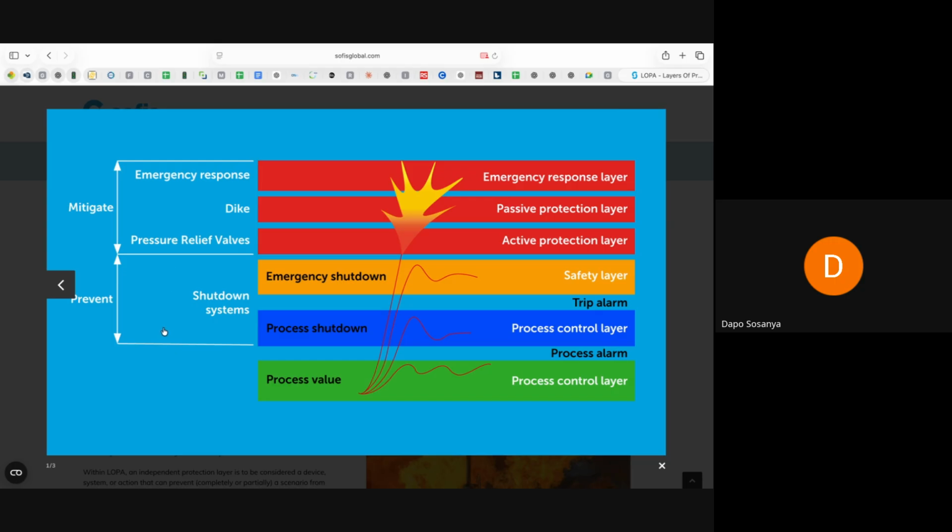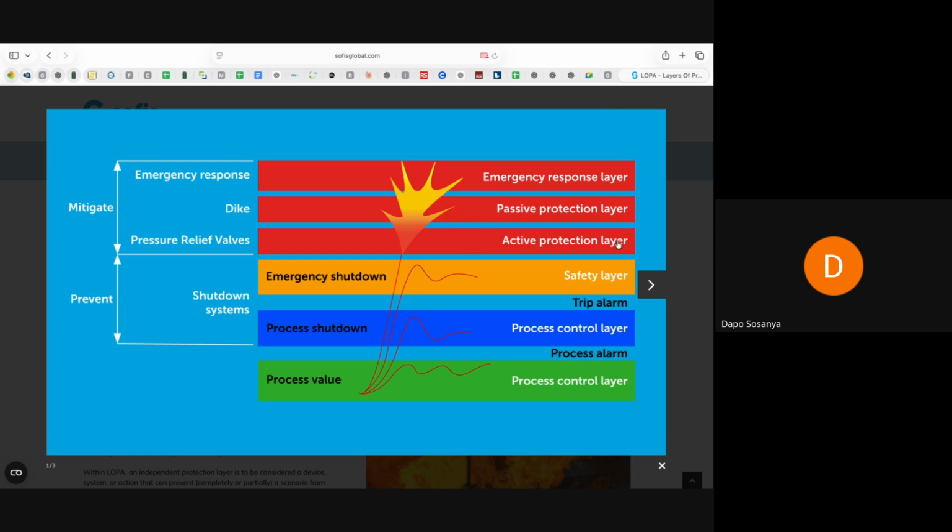There is a prevention, and then there is a mitigate. So when you cannot prevent that bad incident from happening, the next step will be to mitigate. For example, after emergency shutdown, if emergency shutdown still did not bring the process to safety limits without incidents, then let's assume that fire breaks out here, or there is a spillage and all of those things. Then you now have your mitigation actions, where you have your active protection layer.